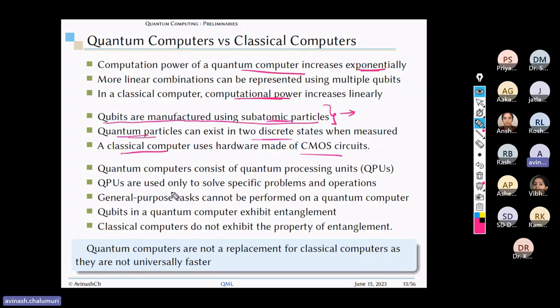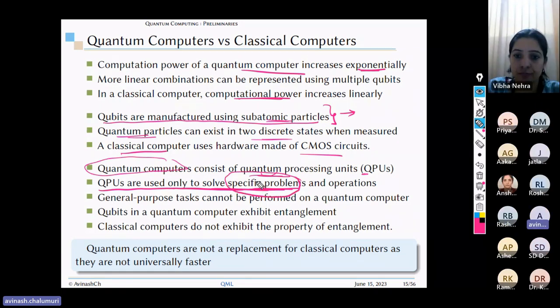Quantum computers consist of quantum processing units, QPUs. Your classical computers use CPUs, central processing units. And QPUs can only solve specific problems. As I mentioned before, it can solve only specific problems, not all problems. So you cannot just design a game on a quantum computer, something like that. It's too costly to do that, and it's also not suitable. So it can solve only specific problems.